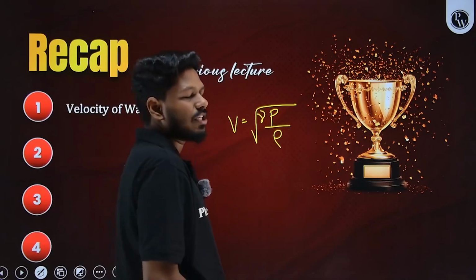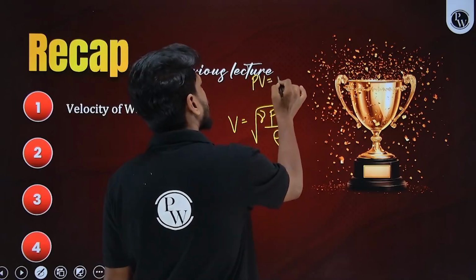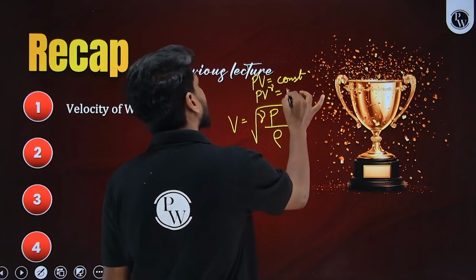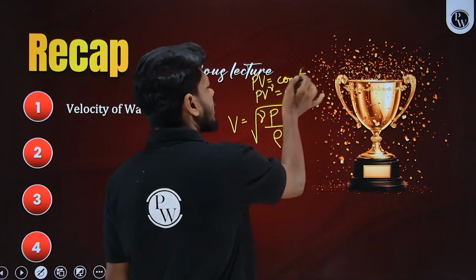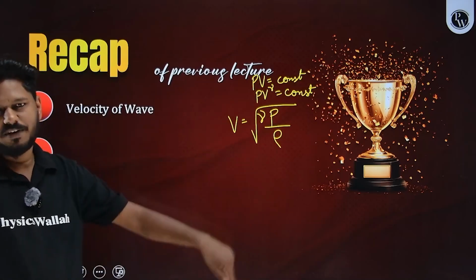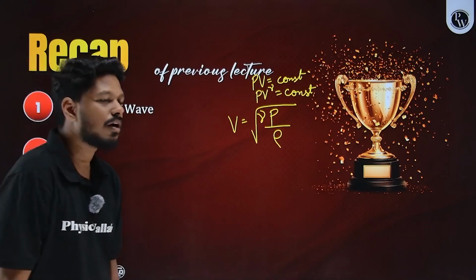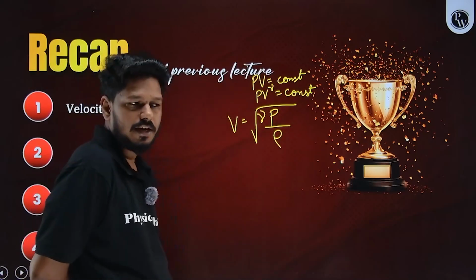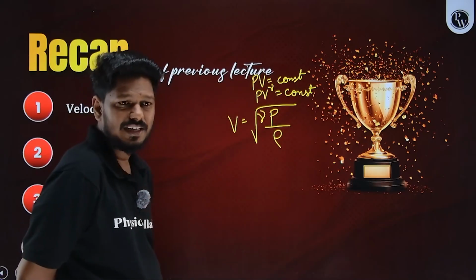Okay, so if it is isothermal, we assume that PV is equal to constant. But if the gas is adiabatic, then PV power gamma is constant. PV is not constant. PV power gamma is only constant. Therefore we have to modify that formula. Okay, and we got this wonderful formula. Any difficulty? I don't think you should have any difficulty at all.